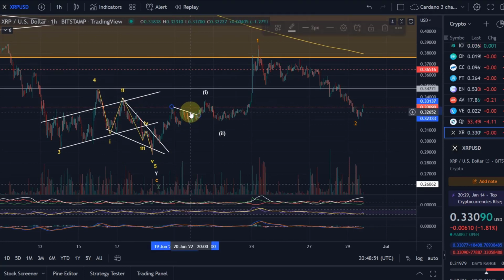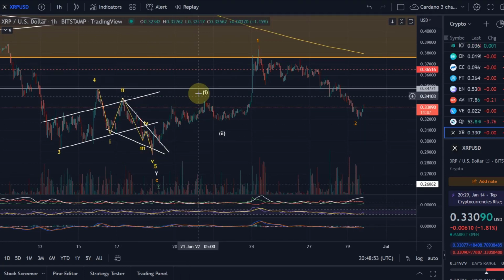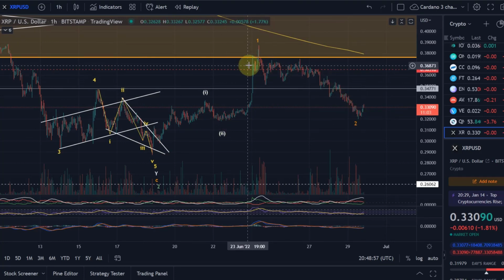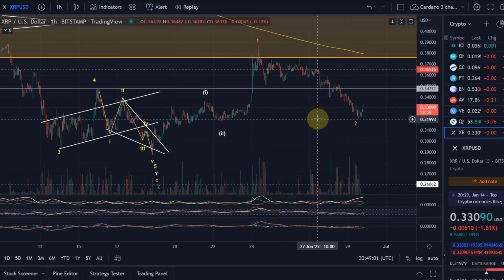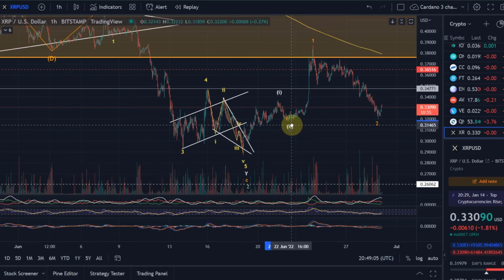If you look at the length of this wave 1 and the 2, and then compare it to that wave 2 here, it's just completely out of proportion. So I'm not a great fan of this. However, just because I'm not a fan of this doesn't mean we are violating any Elliott Wave rules.